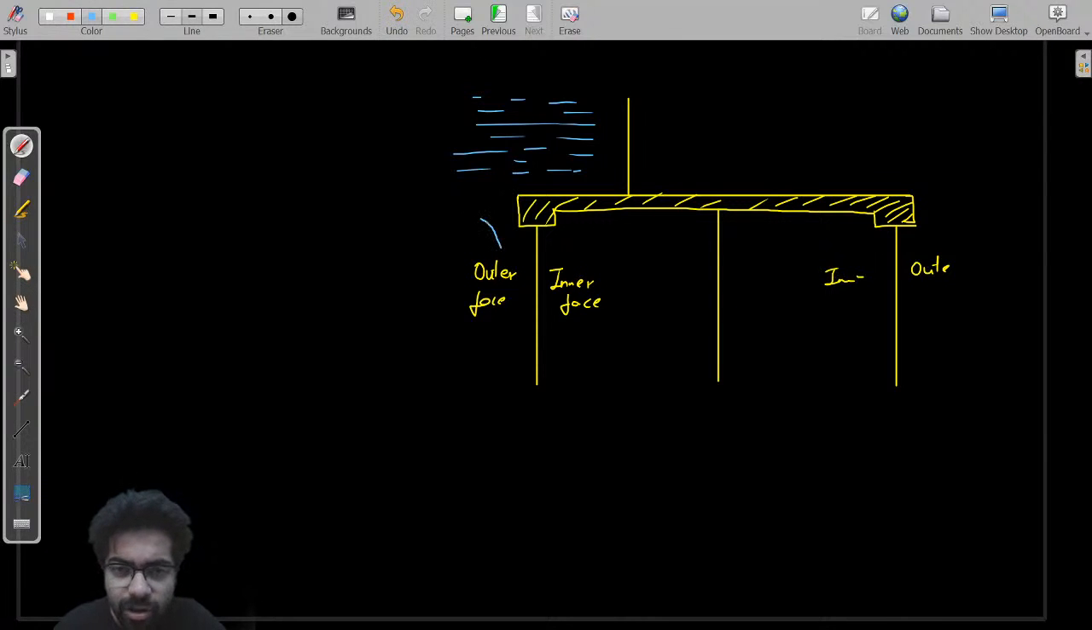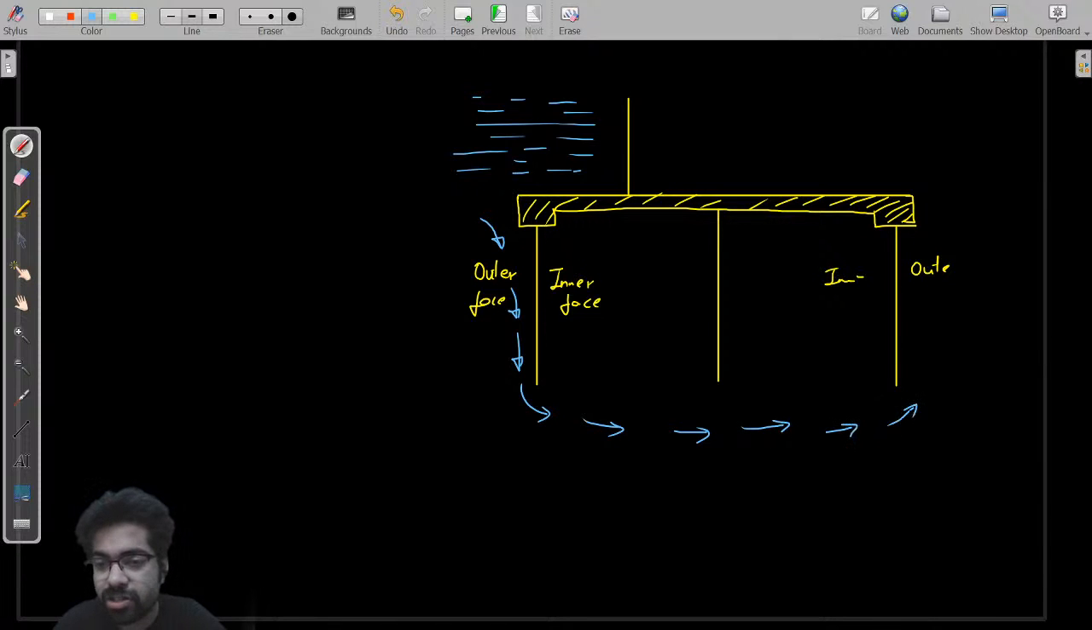Because obviously water will touch the outer face only. When water touches the outer face, obviously friction will be there, and head will get lost. Here also the outer face is more effective. Why is the inner face not effective? Because it is inside and water is not touching it.